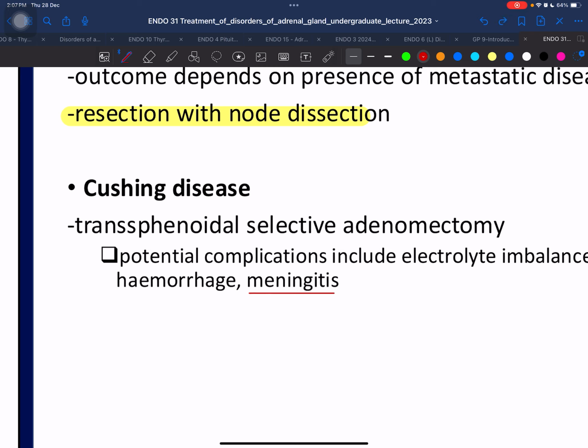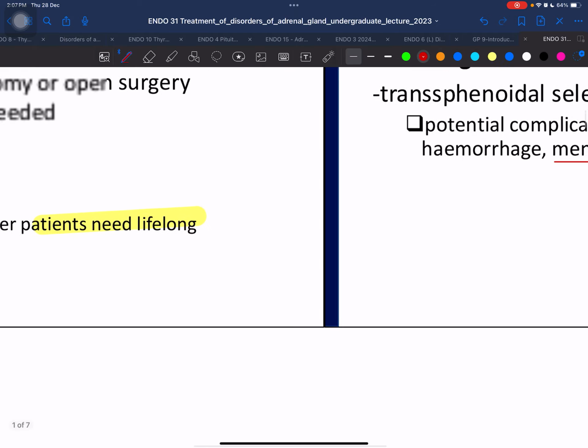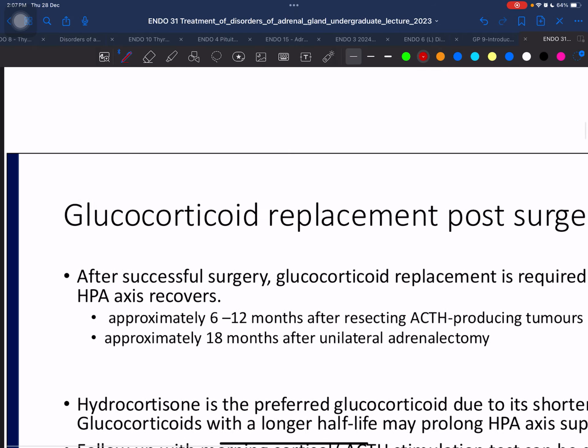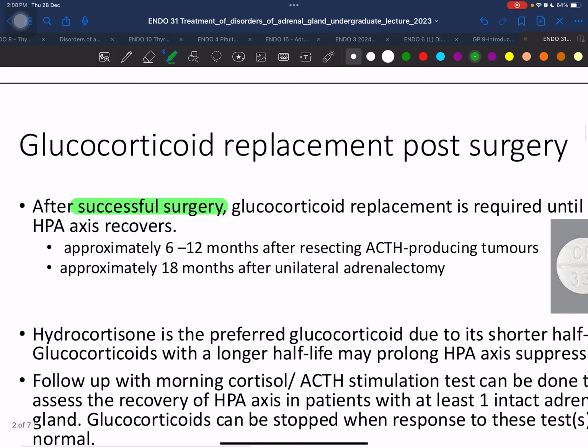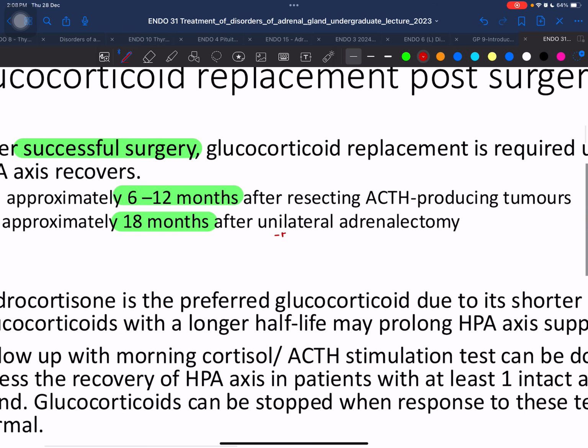Now, glucocorticoid replacement post-surgery. Say the patient has successfully gone through surgery to remove the tumor. After a successful surgery, you don't expect the HPA axis to recover immediately. So you need glucocorticoid replacement until the HPA axis recovers. This will take approximately 6 to 12 months after resecting the ACTH producing tumors. If it's adrenalectomy for adrenal tumors, it usually needs up to 18 months. This is just in general.